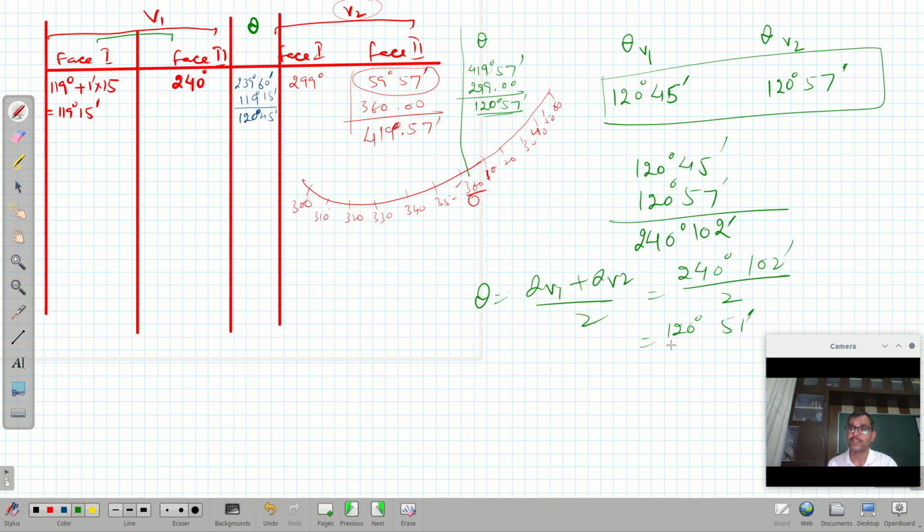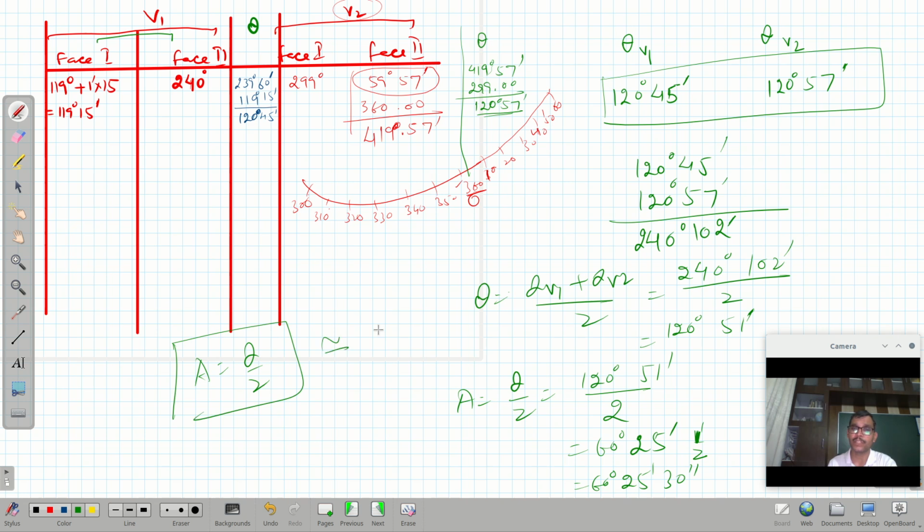This is theta. So now we can calculate the value of the angle of prism. Angle of prism is equal to theta by 2, so 120 degree and 51 minute divided by 2, so it is 60 degree and 25 minute, and 1 minute is also there, so 1 minute divided by 2, so it is 60 degree, 25 minute and 30 seconds. So this is the value of the angle of prism, which comes out to be nearly equal to 60 degree and 25 minutes. So that's all for this lecture.